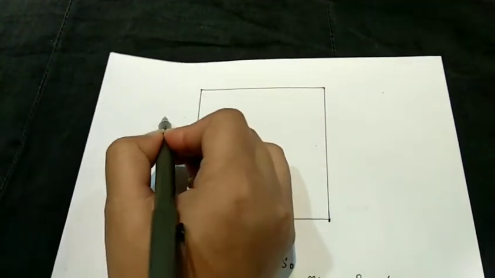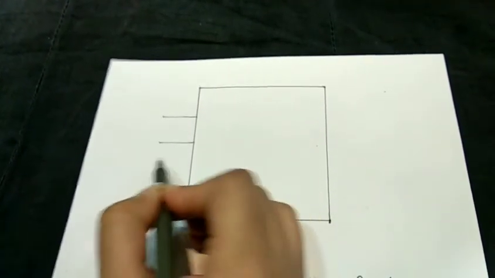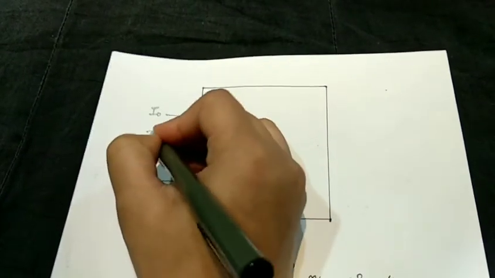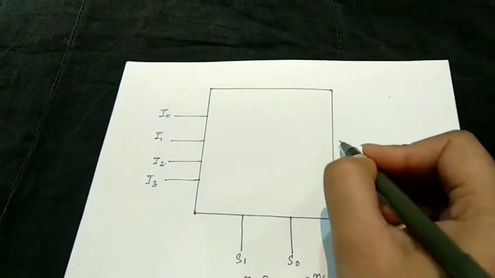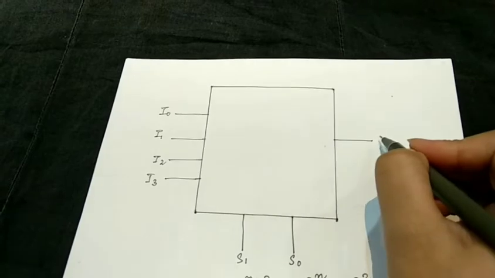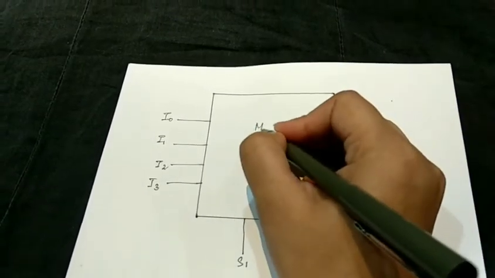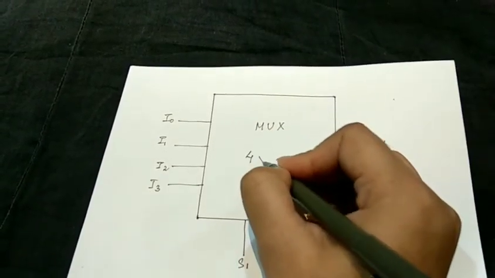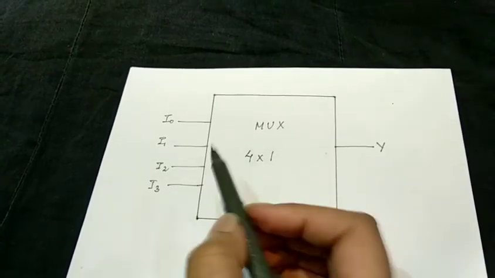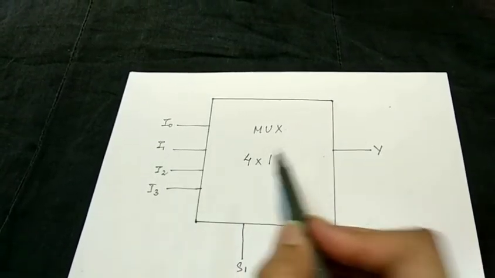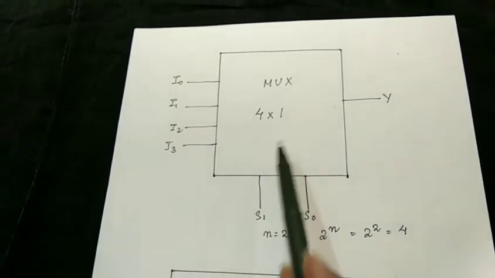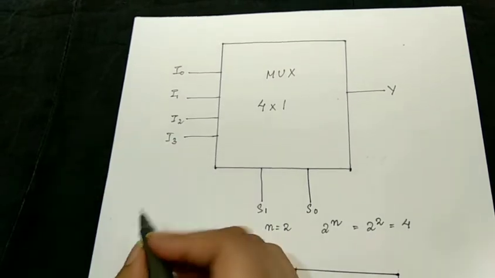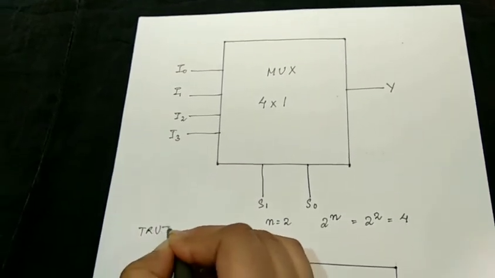So these are my 4 inputs: 1, 2, 3 and 4. Let me name them as I0, I1, I2 and I3. And there will be one output line. Let me name it as Y. So this multiplexer is named as 4 cross 1 mux. Why? Because it has 4 input lines and 1 output line. So this is the block diagram of the 4x1 mux. Now let's draw the truth table of this multiplexer.